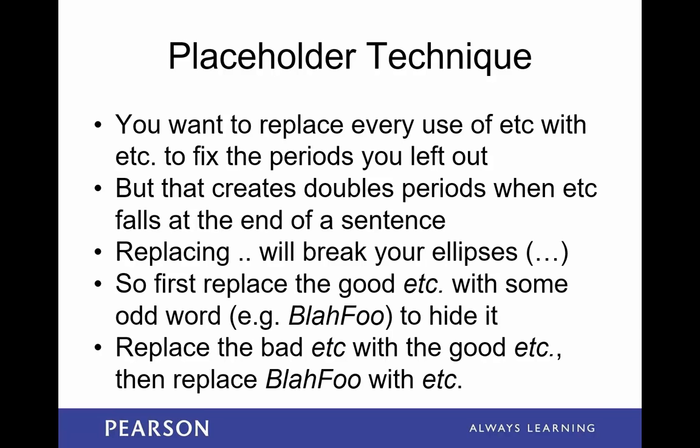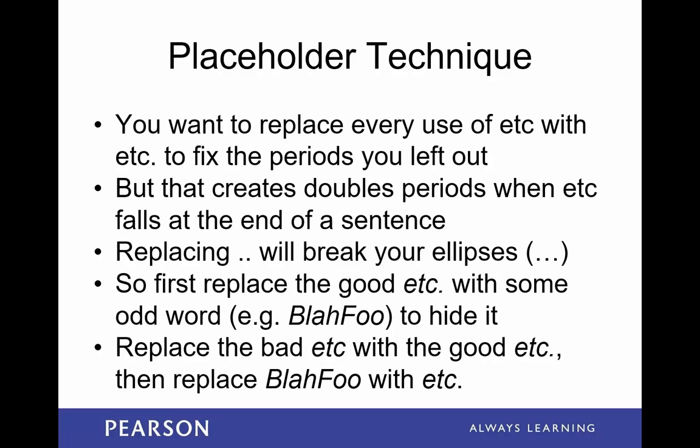The placeholder technique is something you're going to want to be familiar with, and the simplest way to explain this is just to go through the example on the screen. If we want to replace every use of Etsy with Etsy period, because throughout the course of the document we realize we left a bunch of them out, we can do that. But if we just go through and replace Etsy with Etsy period, we'll end up with a lot of Etsy period periods from those that fall at the end of the sentence. So then we thought, well, we'll just go back and replace period period with a period, but no, if you do that, you'll break any of the ellipses that you have in your document.